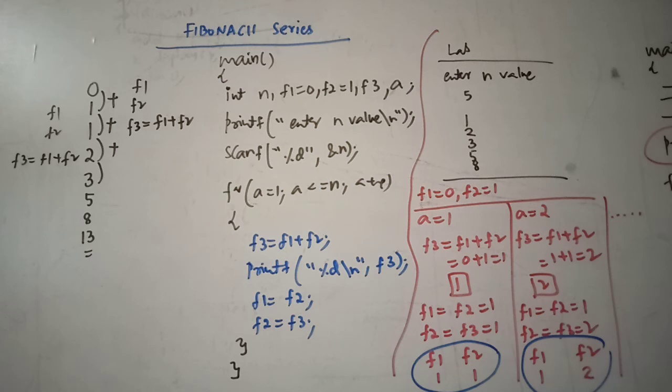f1 takes f2 value. So f1 is 1 now, and f2 takes f3 value. f2 is also 1. With 1 and 1, you go to the next step. So 0 plus 1, and 1 plus 1, and 1 plus 2, and so on. Look at when a is 2.